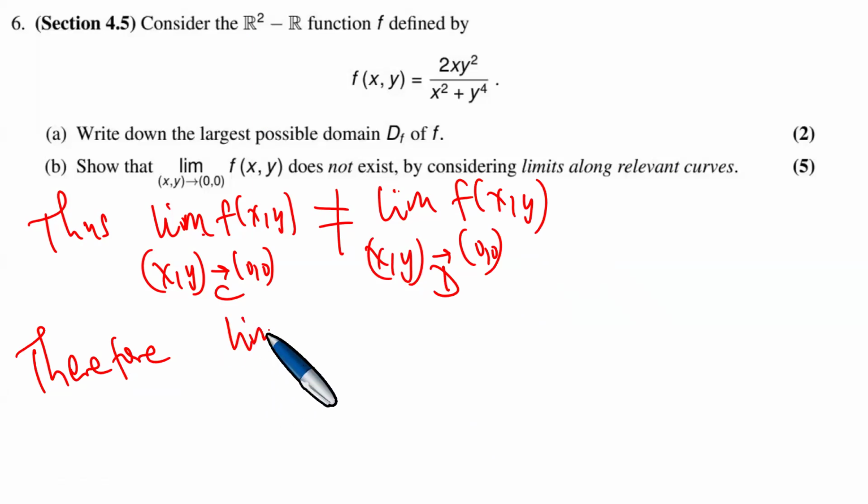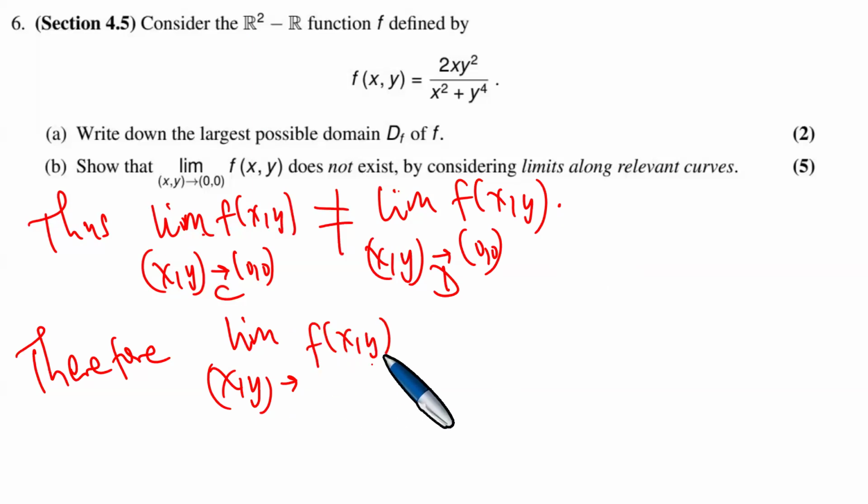according to this, the limit as x and y approach 0, it seems these limits are different from each other. Therefore this limit of f(x, y) as (x, y) approaches (0, 0), because that was the question, writing exactly like this, does not exist.